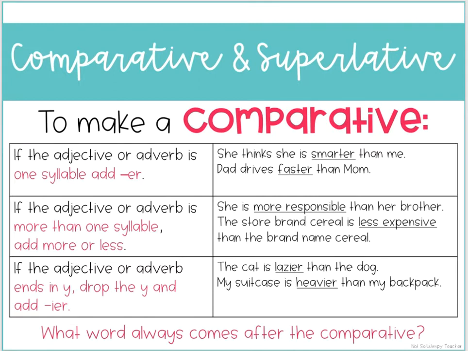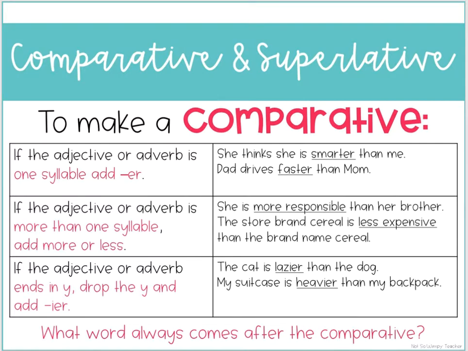If the adjective or adverb is more than one syllable, you would add the word more or the word less. Here's some examples. She is more responsible than her brother. The store brand cereal is less expensive than the brand name cereal. Okay, and the adjectives there are responsible and expensive, so we just added more or less to make them a comparative.